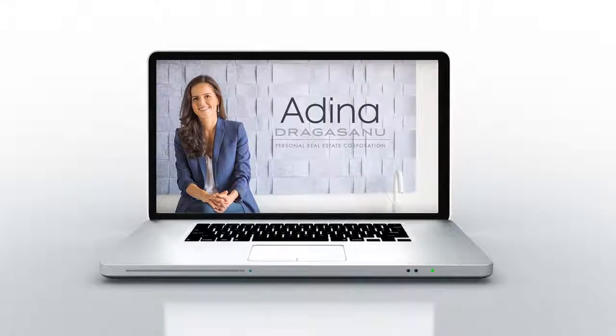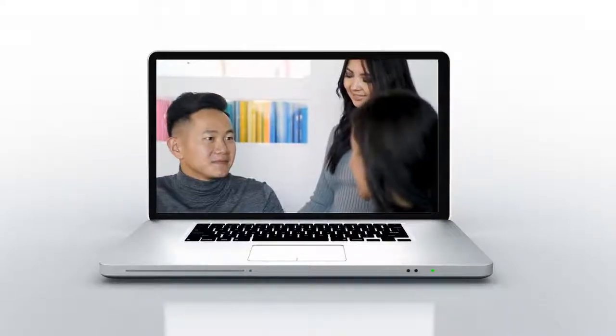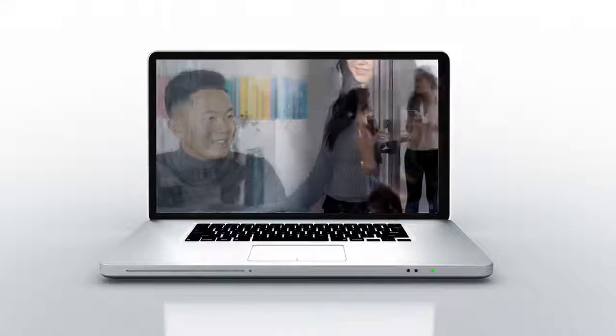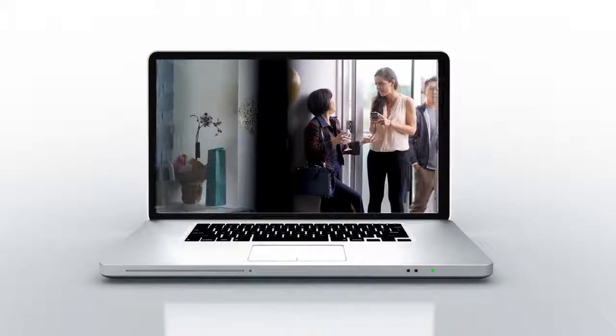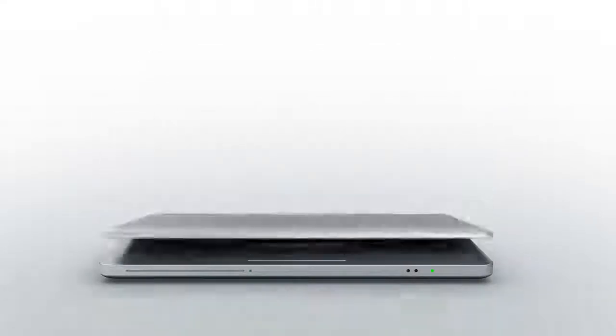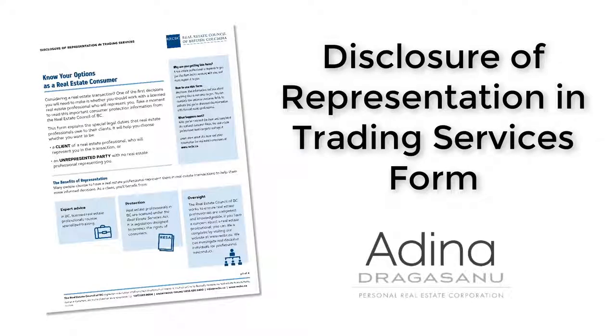As a professional realtor, Adina Dragasanu believes consumers should have as much information as possible, as early as possible, in order to understand their relationship with their realtor and the responsibilities and duties that they are owed. As such, before providing trading services, we want to take this opportunity to review with you the Disclosure of Representation in Trading Services form, so that you have all the information necessary to make an informed decision on the type of representation you are seeking.